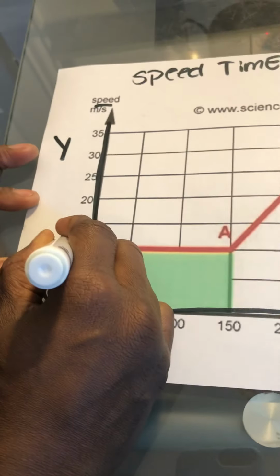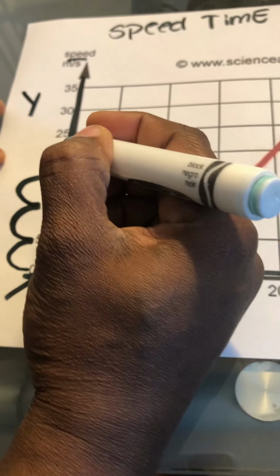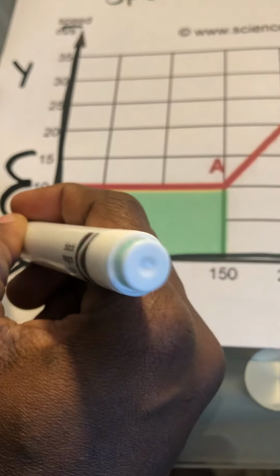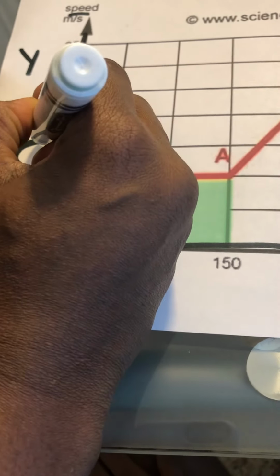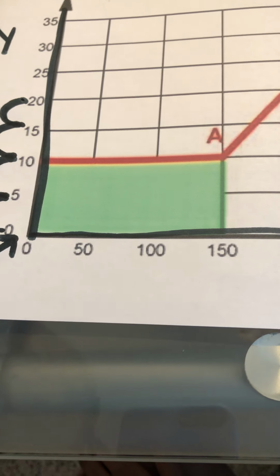From the second point to the third point, there's 5. From the third point to the fourth point, there's 5, and so on and so forth.